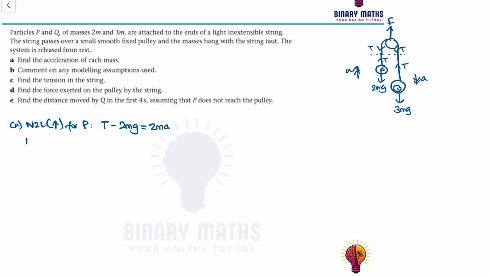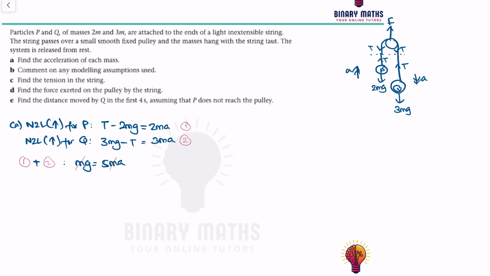Okay, similarly, if I apply Newton's second law vertically for Q, then because it's traveling down, 3mg minus the tension must be equal to mass, which is 3m, times acceleration. So I've got equation 1 and equation 2. If I do 1 add 2, then I eliminate the T, and all I'm left with is 3mg take away 2mg, which is just mg, must be equal to 2ma plus 3ma, which is equal to 5ma.